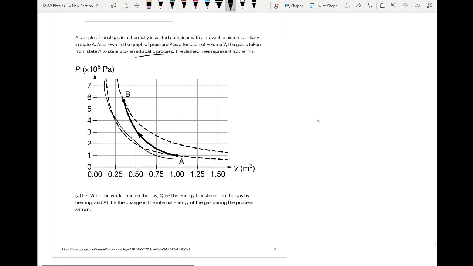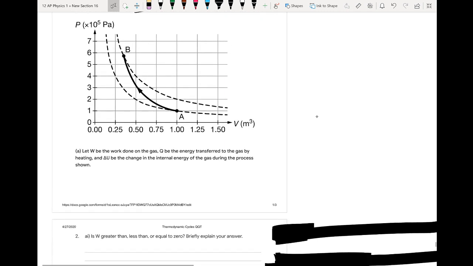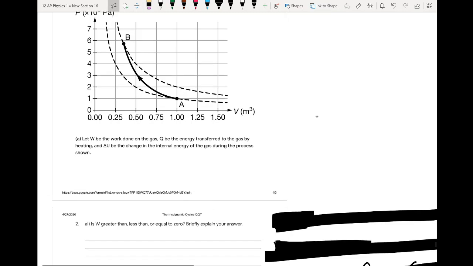So this whole line is at a constant temperature, this whole line is at a constant temperature. So we move from one isotherm to another. So we're saying in the beginning, let W be the work done on the gas, and Q be the energy transferred to the gas by heating. So we have our standard conventions where W is work on the gas, Q is energy transferred to the gas by heating, and delta U is the change in the internal energy of the gas in this process.